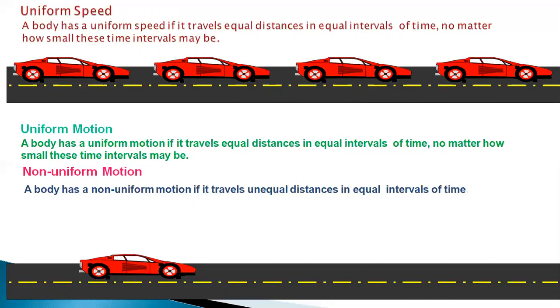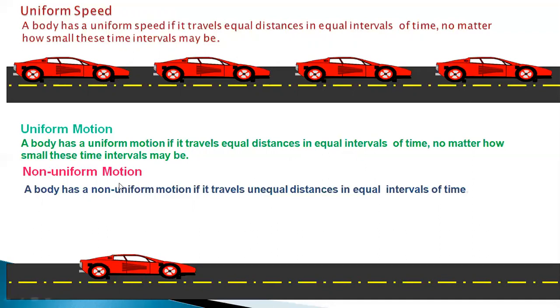Okay, so the last one is non-uniform motion. If a body is traveling unequal distances in equal intervals of time, for example, in the first hour the body covers 30 kilometers, in the next hour the body covers 40 kilometers, and in the very next hour the body covers 50 kilometers, then the motion is said to be non-uniform motion. You need not take all these things in kilometers and hours. You can consider those in meters and seconds also.